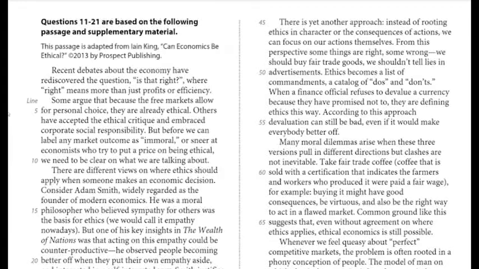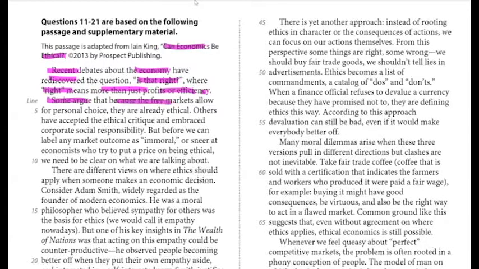So we're going to just start reading here. The passage is adapted from Ian Kane, Can Economics Be Ethical? So we know it's about the ethics of economics, and I have a feeling when we're at the end of the passage, that's still all we're going to know. So recent debates about the economy have rediscovered the question, is that right? Where right means more than just profits or efficiency.